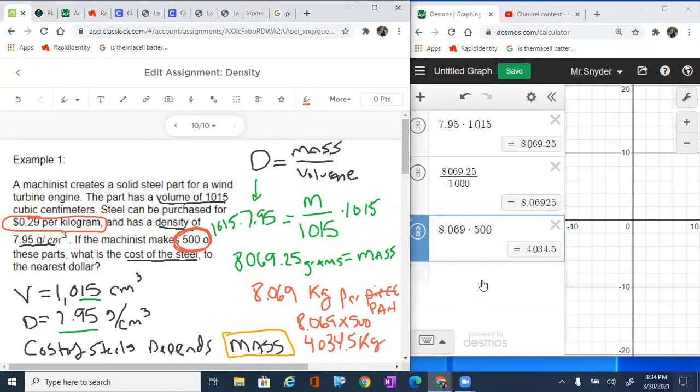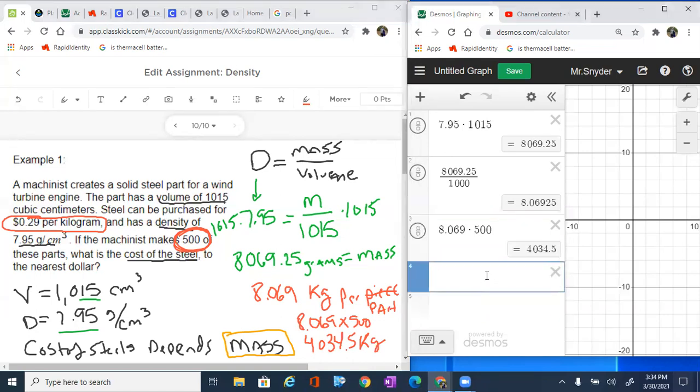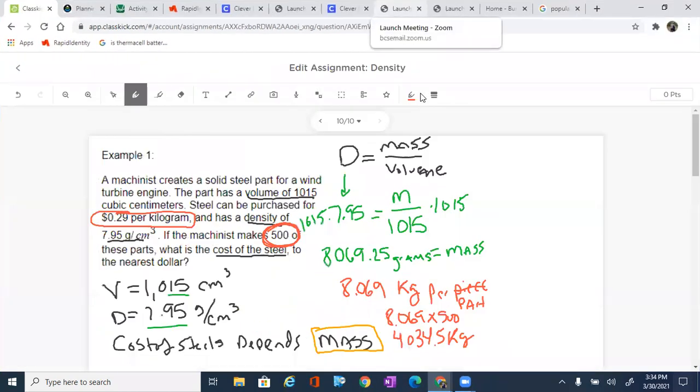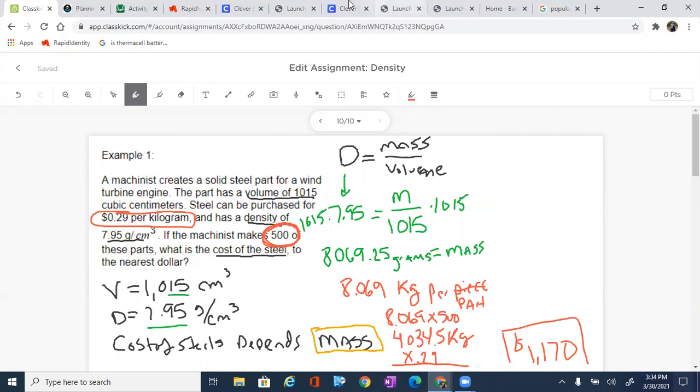Well, how much does it cost? It is 29 cents per kilogram. So what do we do there? We multiply that. So I'm going to take 4,034.5 kilograms, and I'm going to multiply it by the 29 cents per kilogram. And that's going to tell us that the total cost is going to be $1,170. So it is $1,170 if we multiply out that 29 cents per kilogram. It's going to cost us $1,170.